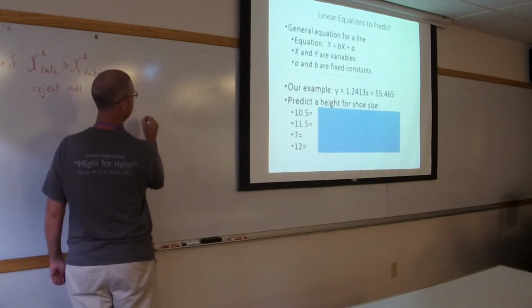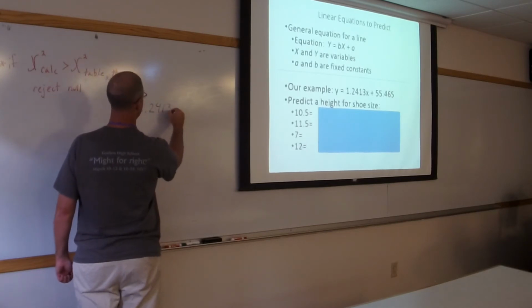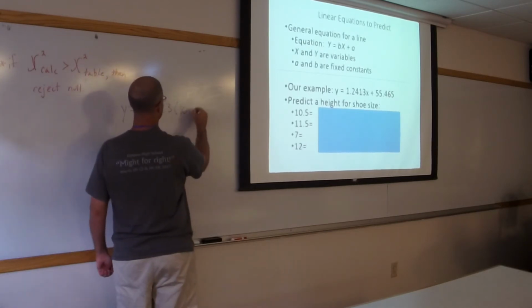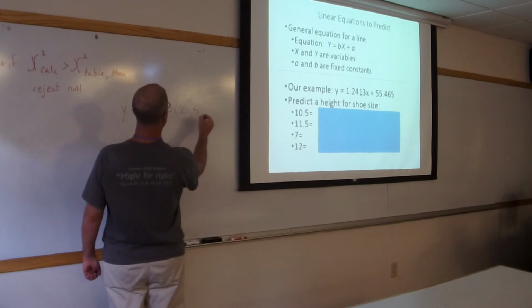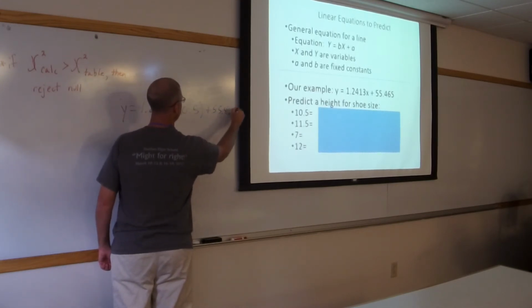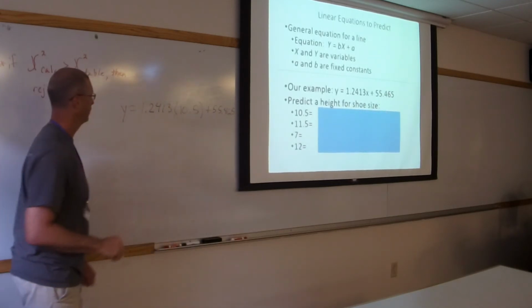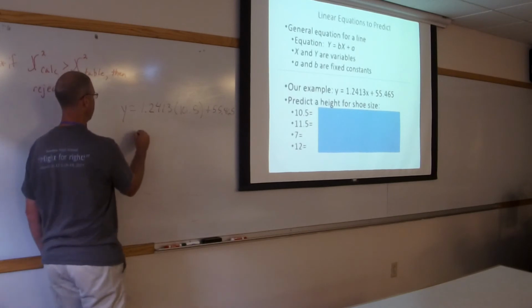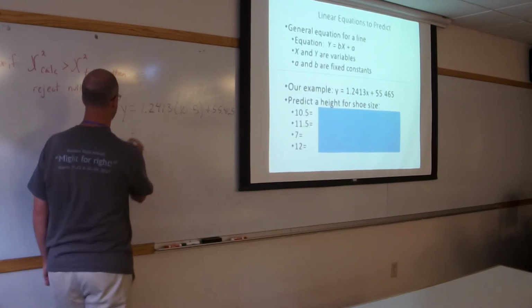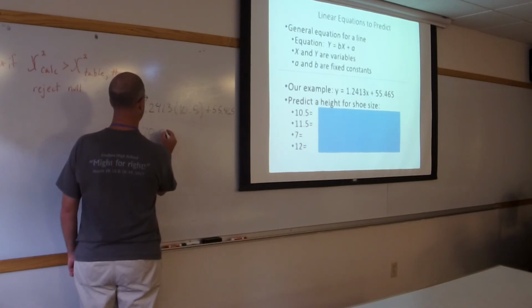Okay, so first one, 1.2413 times 10.5 plus 55.465. So it's easier when you know this side of the equation. You don't have to solve across. What did that number end up being? 70.3. 70. You got 68. 68. Got it wrong?